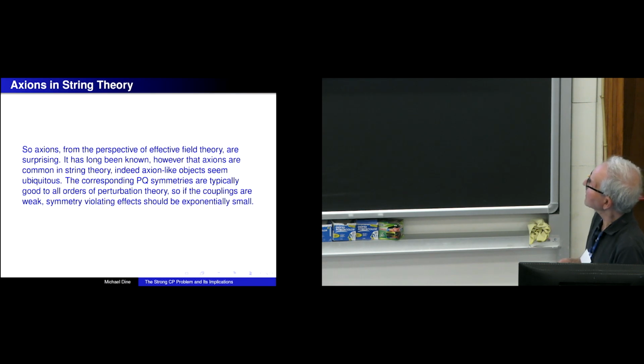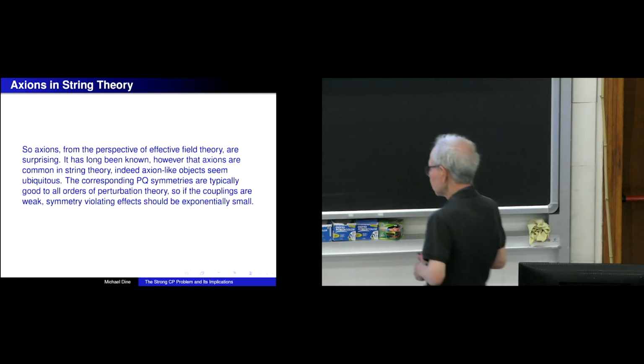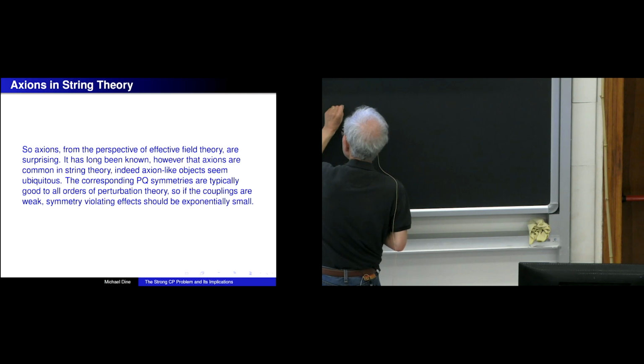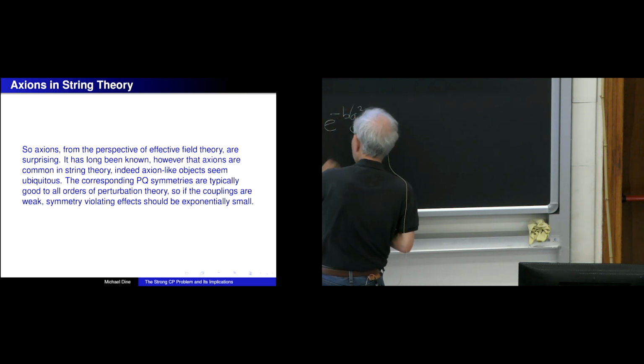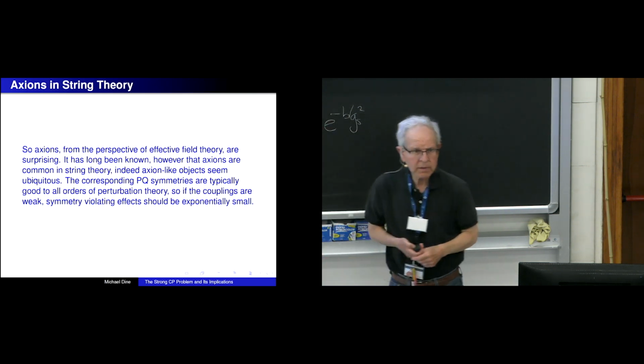So axions from the perspective of effective field theory are surprising. It has long been known, however, that axions are common in string theory, and indeed axion-like objects seem in some sense ubiquitous. The corresponding Peccei-Quinn symmetries are typically good to all orders of perturbation theory. So if the couplings are weak, then the symmetry violating effect should be exponentially small. If there's some coupling g_s in the string theory, then symmetry violating terms will go like exp(-b/g_s squared). And if g_s is small, this could be quite small.